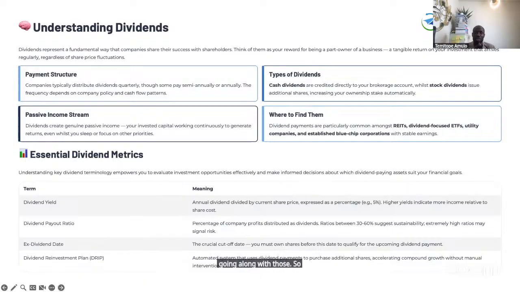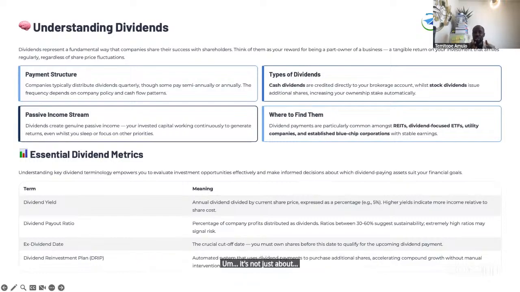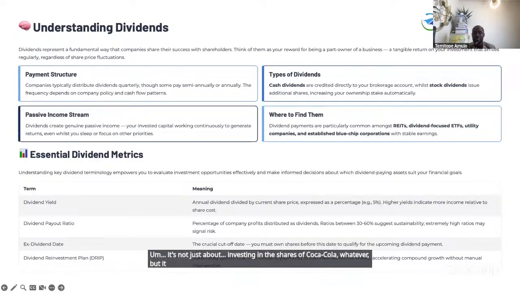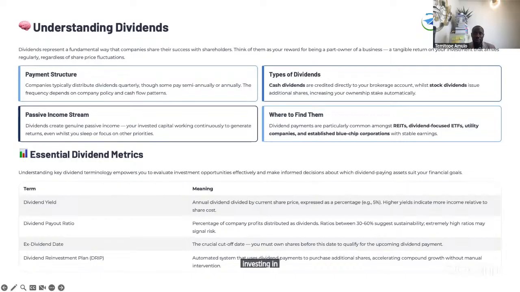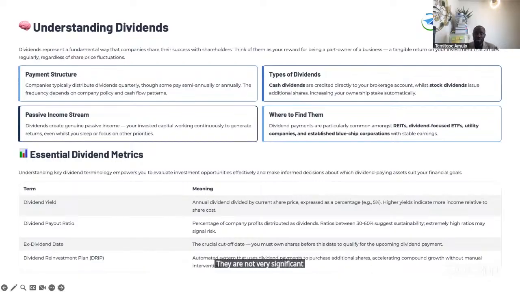So the end point of these classes is not just about investing in the shares of Coca-Cola, whatever, but also about investing in a bigger form that would make your money begin to earn good income for you. Because now, the shares we are buying in these companies are not very significant. We saw in the last two classes that some of the shares we bought are like 0.0 something percentage of the whole shares.